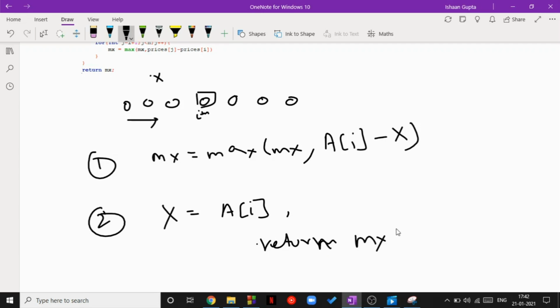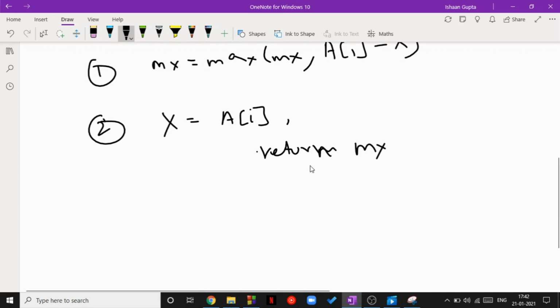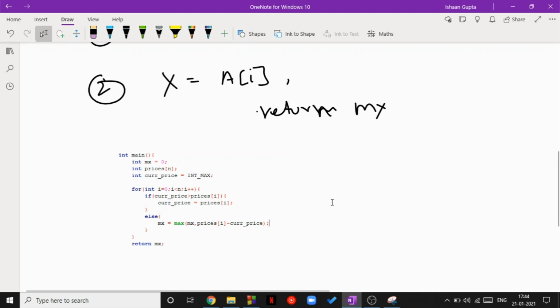Now let me share the code snippet for the solution. This is the O of n solution of this problem. Here what we are doing is that we are assigning the current price as maximum, and then we are checking if the current price is more than the ith price. If it is, then we will reassign the current price, because we want our buy price to be lowest and our sell price to be highest.